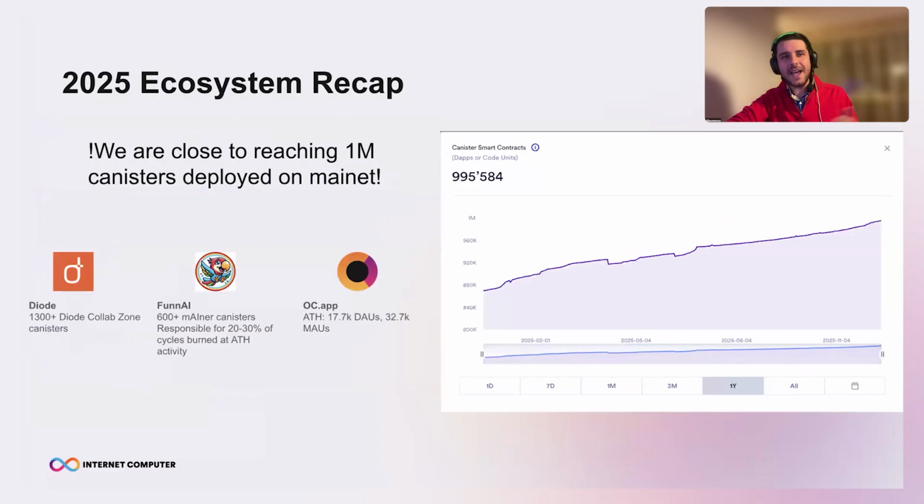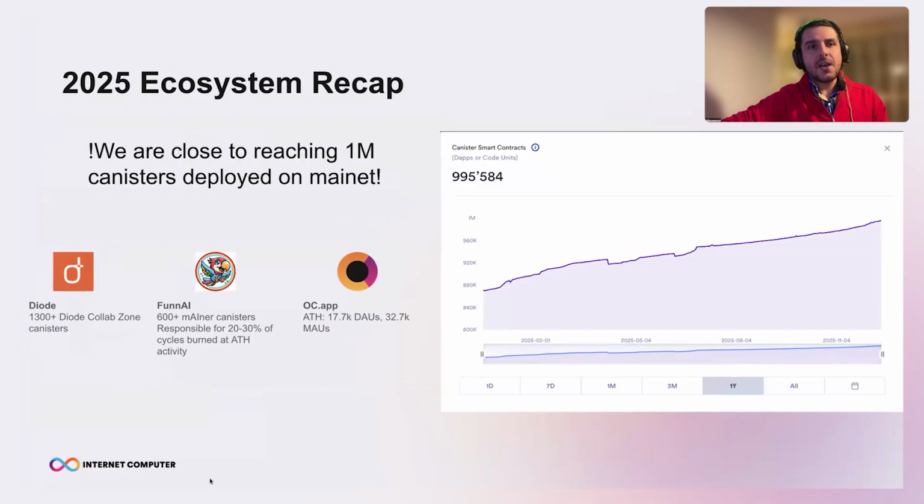The next stats that impressed me was that basically we're very close to reaching 1 million canisters deployed on mainnet. And apart from the fact that it's a round number, it also means that we have lots of projects that are deploying smart contracts and canisters on the IC. And looking at what are the main drivers, there were a few projects that stood out to me.